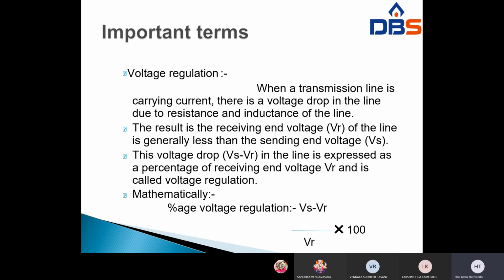So this voltage drop, the difference between these two voltages, Vs minus Vr, this voltage drop of the line is expressed as a percentage of the receiving end voltage Vr, and this is called voltage regulation. Percentage voltage regulation is mathematically expressed as (Vs minus Vr) by Vr into 100, right? Vs minus Vr by Vr into 100. Generally, it is desirable that the voltage regulation of a transmission line be as low as possible.